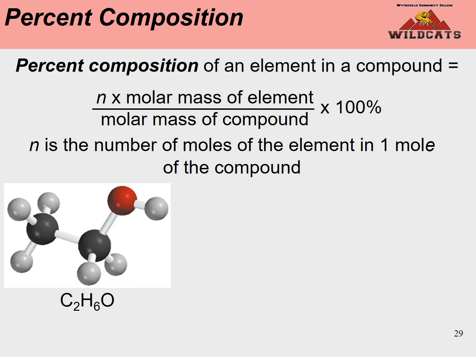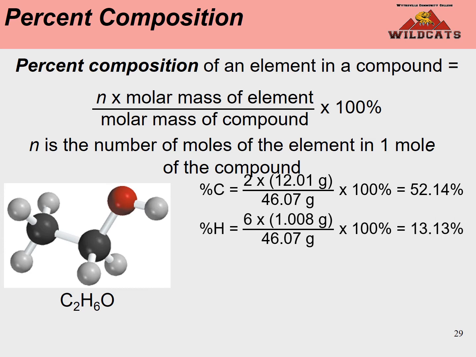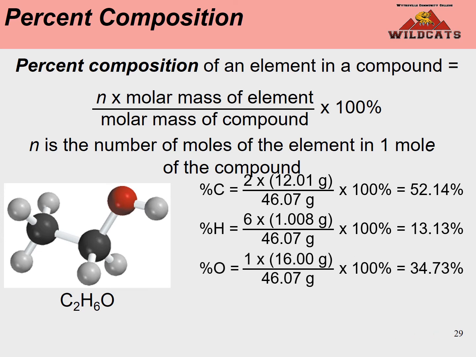So if you take a look at our molecule, it's got 2 carbons, so we multiply the mass of carbon times 2 and then divide by the total mass, and we end up with 52.14% carbon. We can do the same thing with the hydrogen, multiplying the hydrogen by 6. And then the oxygen, we only have 1 of them. And so we end up with 52.14, 13.13, and 34.73% for the carbon, hydrogen, and oxygen.